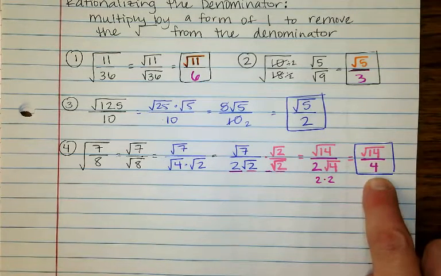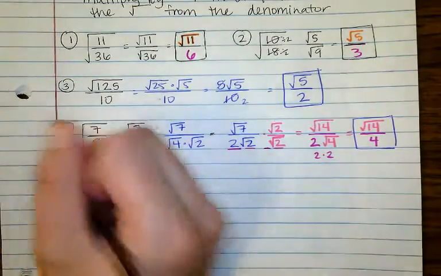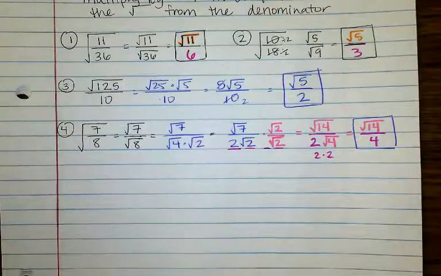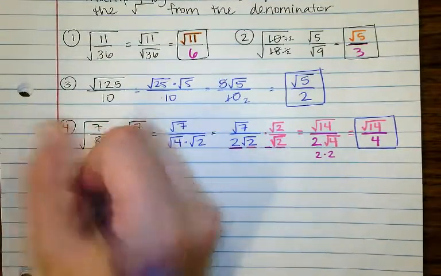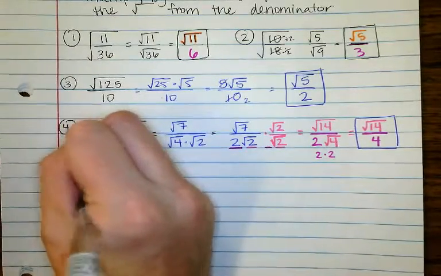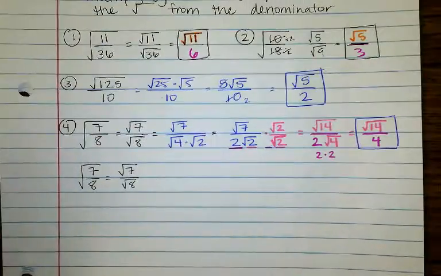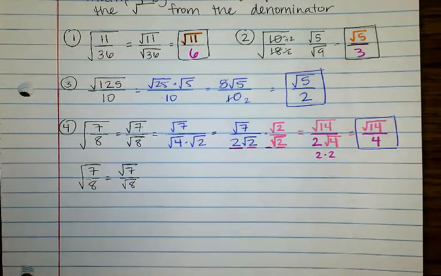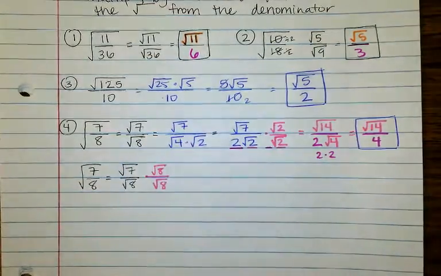Now here's the deal. One thing I do want to show you guys is you actually could have done this a couple different ways. So check this out. If I had written radical 7 over radical 8, I also could have multiplied right here, up here at the beginning, times radical 8 over radical 8, if I wanted to. And that would have given me the square root of 56 over the square root of 64.